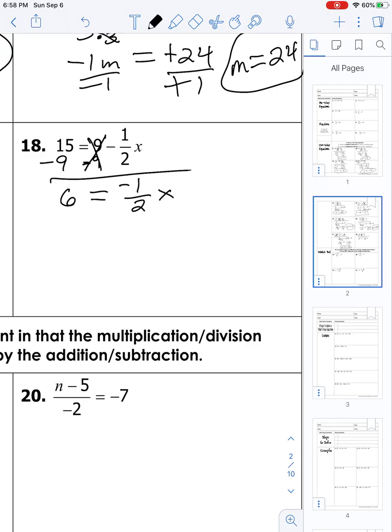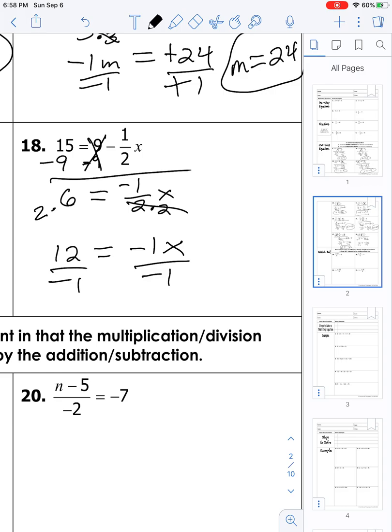Now, just like we've been doing, real simple, to get rid of the bottom of the fraction, you multiply by the bottom of the fraction. Okay, so that gives me 12 equals negative 1x, and then divide by negative 1. Remember, you always divide by the number that's attached to the x. Sometimes that's on the right, sometimes it's on the left.